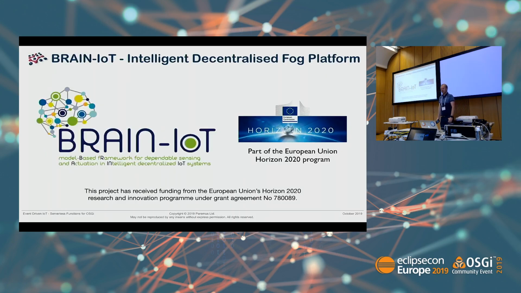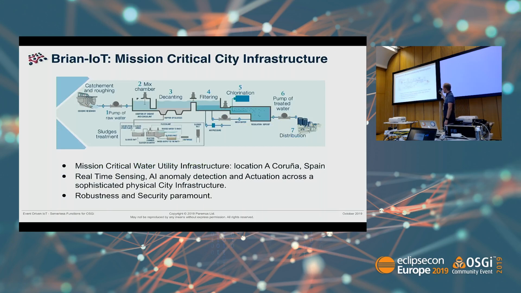So how do we use functions in OSGi? Well, as Dan mentioned, this has come about mostly through my involvement in the BRAIN-IoT project, which is funded by the European Union through Horizon 2020. And we have an example here of one of the core use cases for BRAIN-IoT. So we have here a water utility. This is actually a real water utility in A Coruña in Spain.